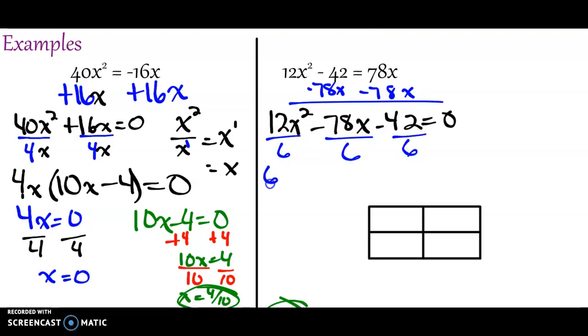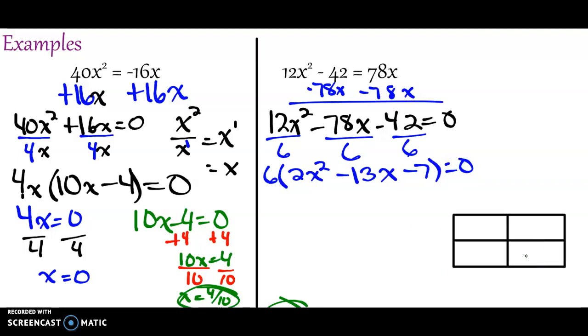Okay, so we leave 6 out in front. 12x squared divided by 6 is 2x squared. 78 divided by 6 is 13, so we have 13x. And then 42 divided by 6 is 7. And that is equal to 0. Now we're going to focus on what is inside the parentheses. Okay? And so we're going to end up doing A, B, C.